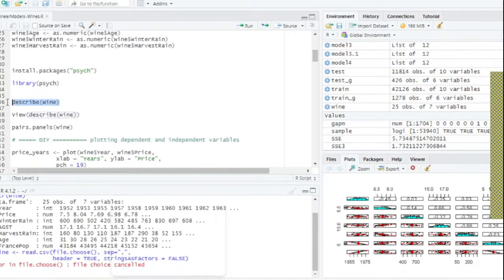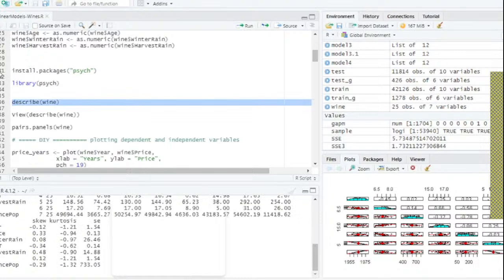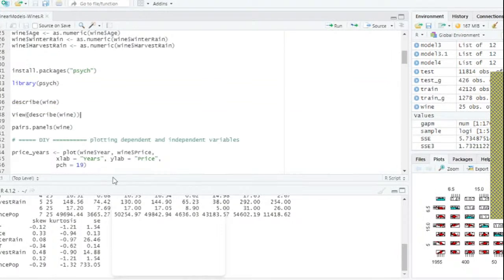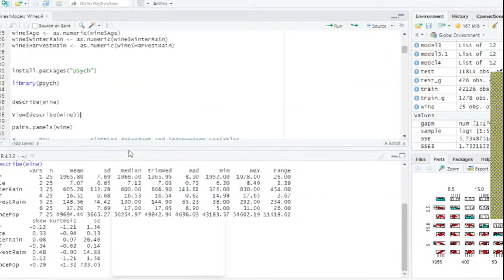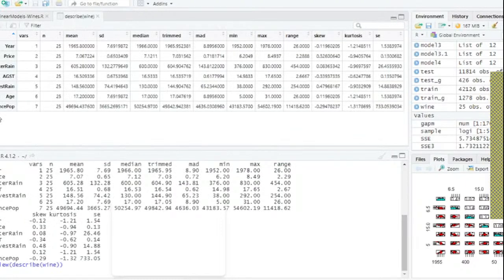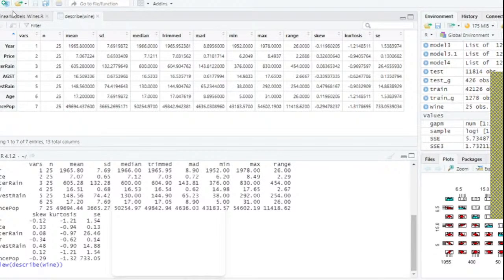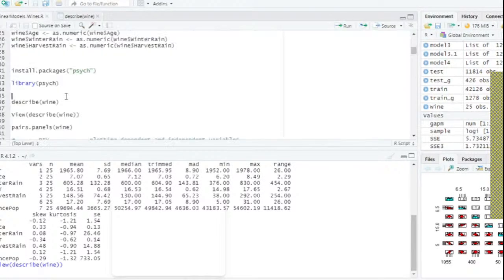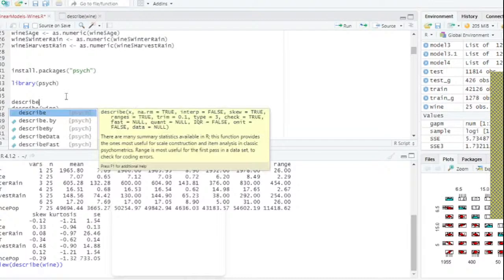Describe. When you activate the Psych package, describe gives you a very good insight on the variables. See, if I describe, it gives me variance, mean, standard deviation, trim mean, MAD, min, max. MAD is mean absolute deviation, right? Skewness, kurtosis, and standard error for all these variables. Okay, and in a very neat tabular format. I can view this also. So describe comes from Psych package.